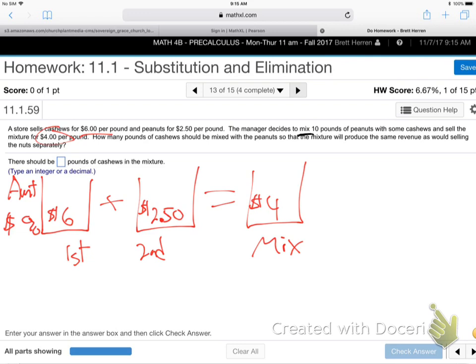And now on the top goes how much of that stuff. Like how many pounds of cashews, how many pounds of peanuts, how many pounds in the final mix? The top is amount. What is the amount? Well, what does it say? It says 10 pounds of peanuts. Which one of those is peanuts? The 2.50, right here. There's 10 pounds of peanuts, so the 10 goes above the 2.50. It's 10 pounds of the $2.50 per pound peanuts. Well, then what do you think I put in the blank right here and the blank right there? What goes in those two blanks?